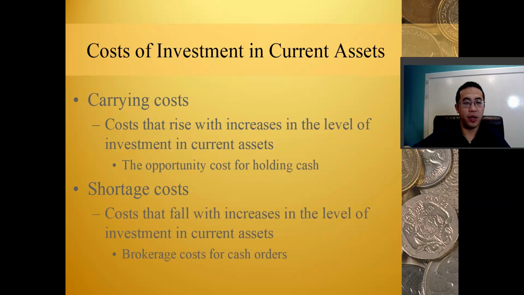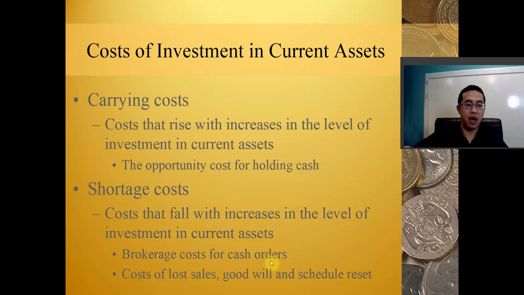So there's a breakage cost for cash holders, and also a cost of lost sales, goodwill, and a schedule reset. All of this happens when you do not have enough cash to run your business. And if you have enough cash or current assets, the shortage cost would fall.